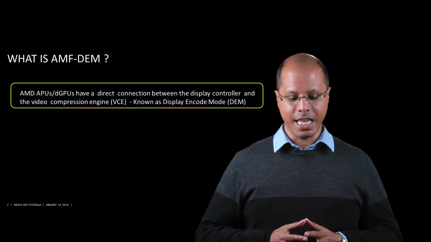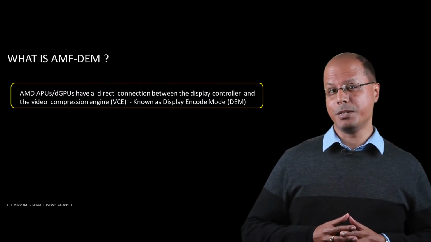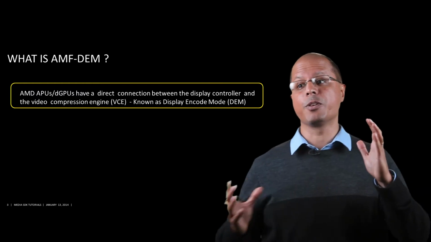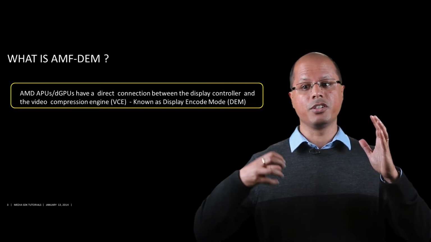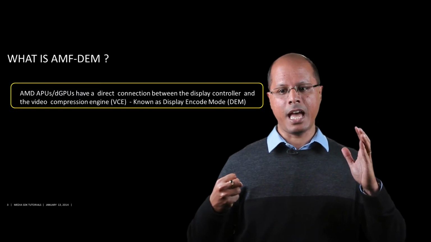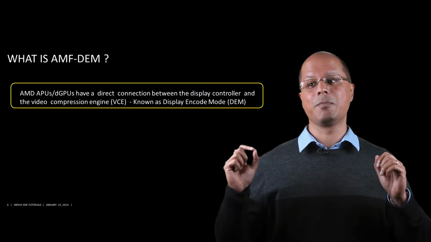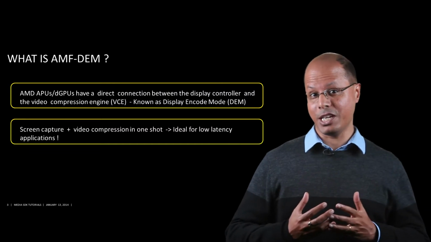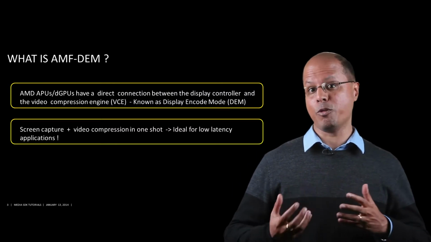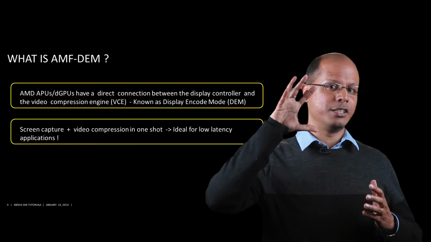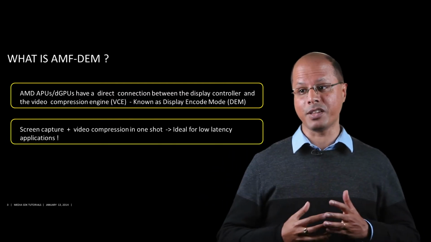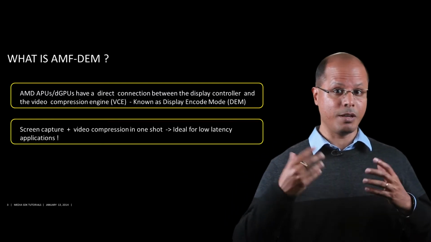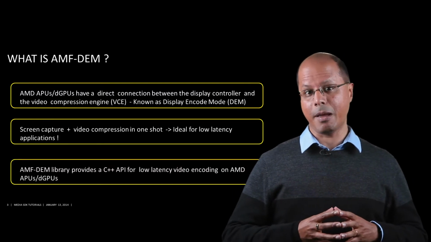So what is AMFDEM? AMD APUs and discrete GPUs have a direct physical connection between the display controller and the video compression engine. The video compression engine does H.264 encoding, and this capability is known as display encode mode. It is ideal for low latency applications like wireless display and remote desktop. In one shot, you can capture a desktop and compress it. The AMFDEM library provides a C++ API to developers to use this functionality in their application.